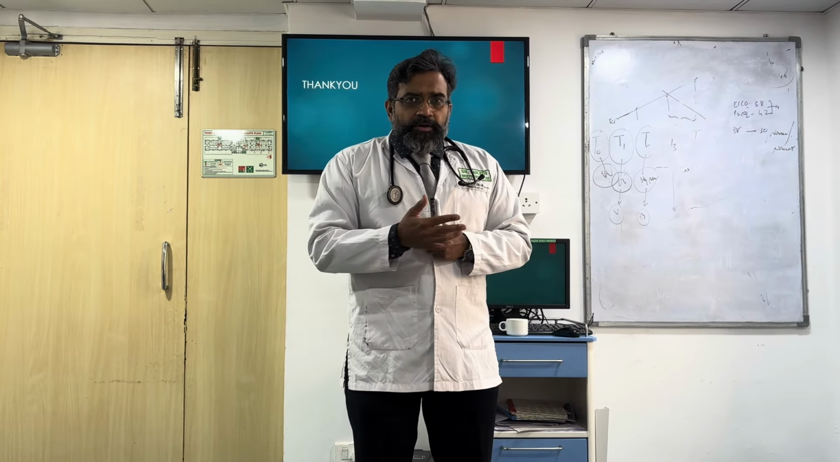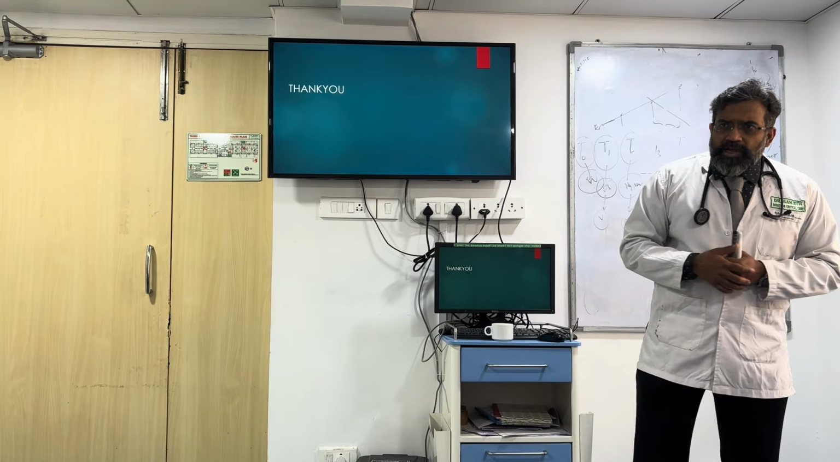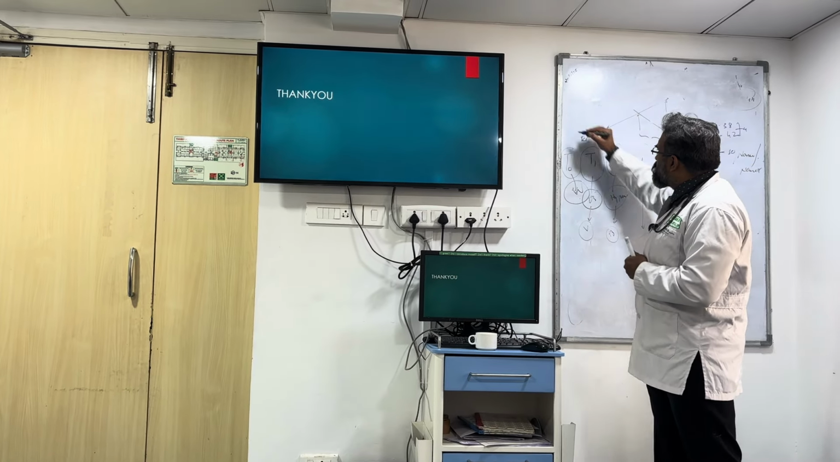Let's take the other example. You have a patient who's on the ventilator and we are trying to monitor this hypoxia.